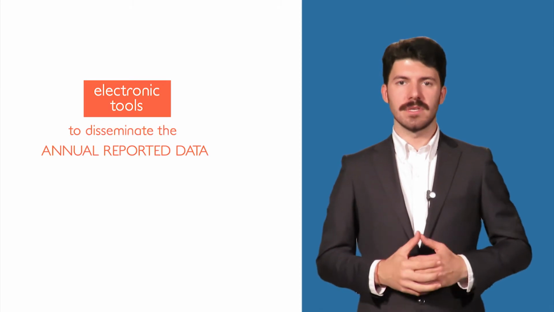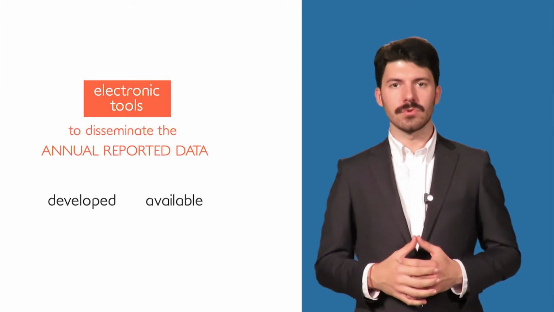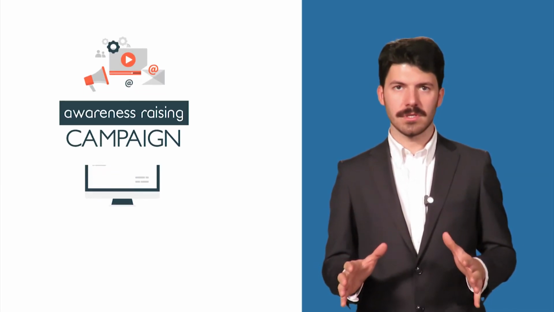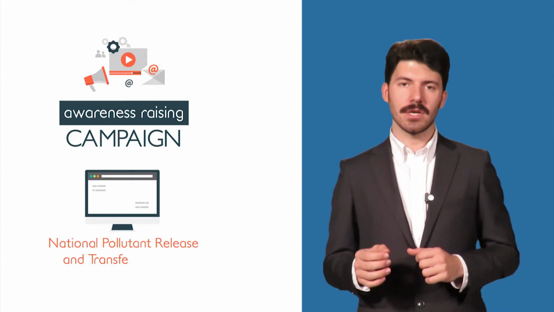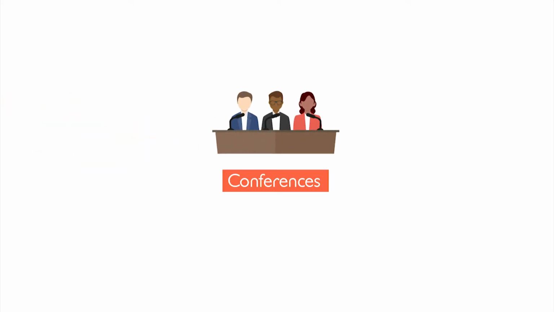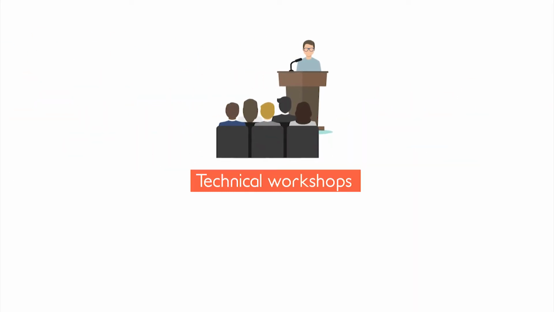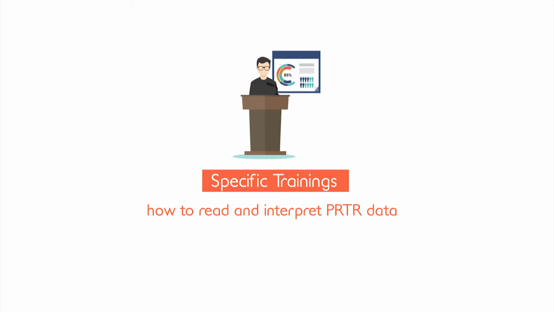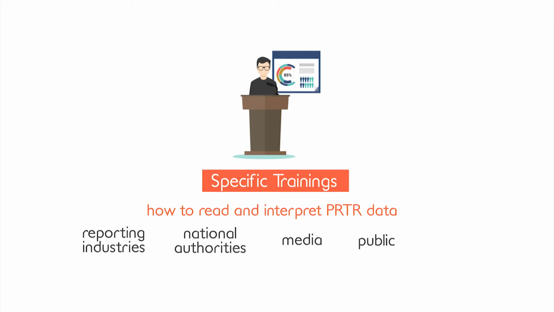Once the electronic tools to disseminate the annual reported data are developed and available to users, a nationwide awareness-raising campaign should be prioritized, ensuring that all interested stakeholders are informed of the existence and availability of a national pollutant release and transfer register. National institutions with the support of NGOs and private sector can contribute to spreading the word through different initiatives, such as conferences to help reach broader audiences, technical workshops for specific audiences to make sure they are involved and informed about PRTR activities carried out in the country, and specific trainings on how to read and interpret PRTR data for reporting industries, national authorities, media, the public and NGOs.